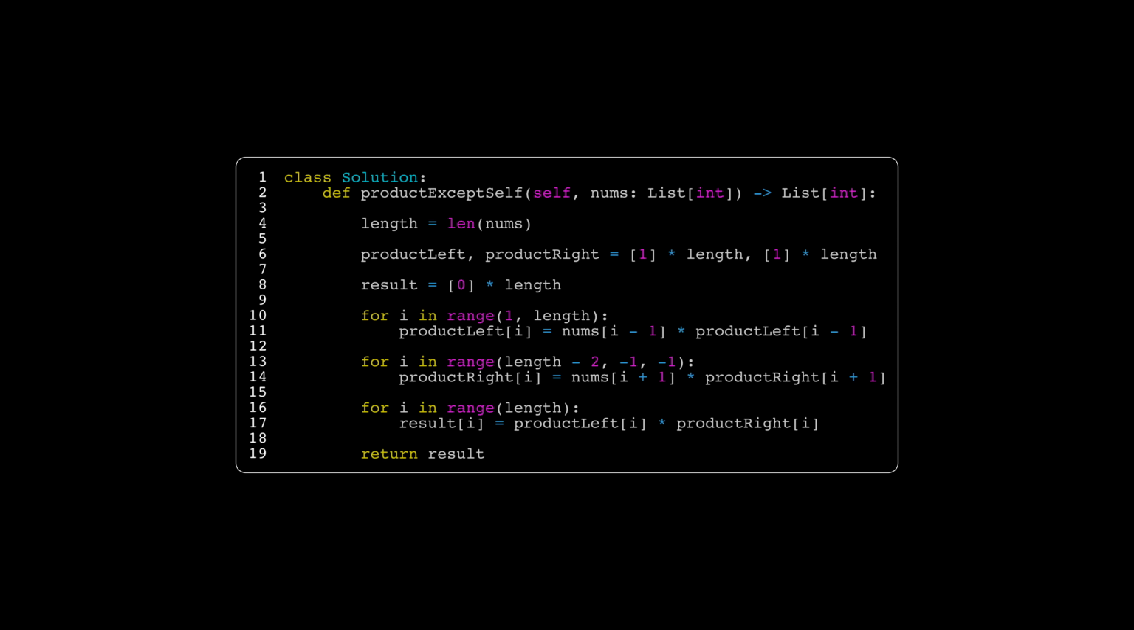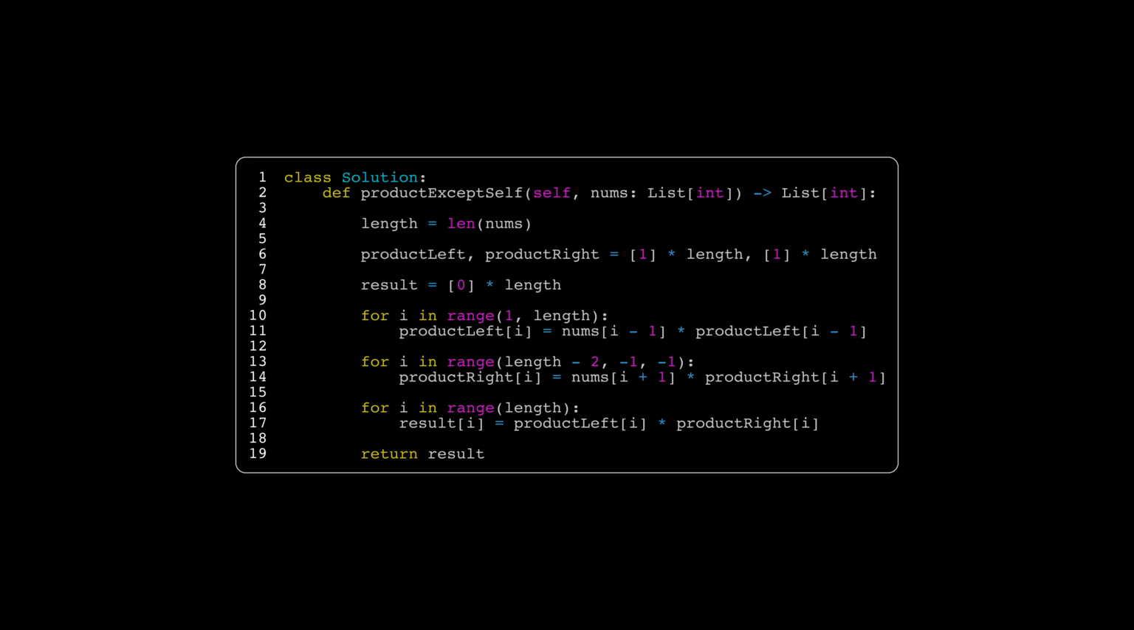The first loop focuses on calculating the left-hand products. Starting from the second element in the left product, we multiply the previous element in nums with the previous element in left product. This loop effectively builds our left product array where each element represents the cumulative product of all elements to the left in nums.